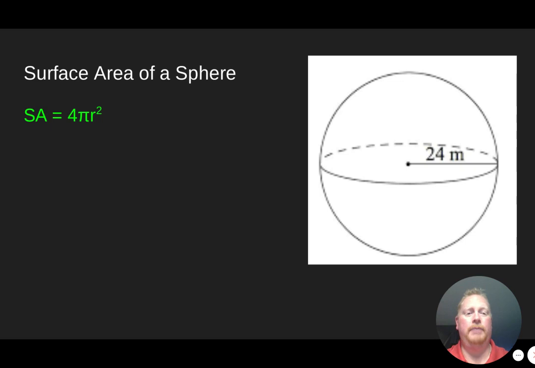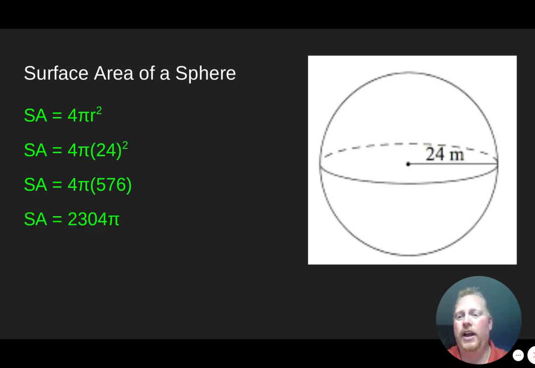So let's say we have this example here. And the thing I love about spheres and circles and cylinders and cones is they basically have one, maybe two, I guess cylinders and cones have two, dimensions, okay? But a sphere only has one, radius. That's the only dimension it has. So if the radius here is 24, all you got to do is just plug that in. So 4 pi times 24 squared. So 24 squared is 576. Multiply it by 4 pi, and you've got 2,304 pi.